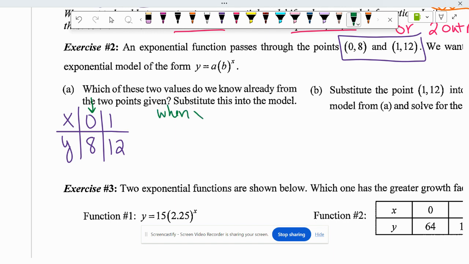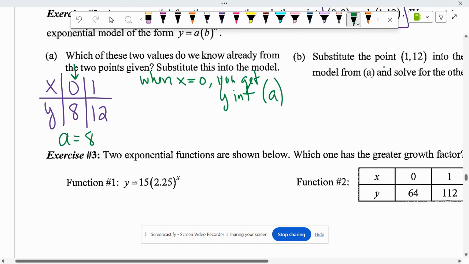Okay, so when x equals 0, you get the what? Don't you get the y-intercept, which is your a value, right? So we know that a equals 8. So that's at least something that we know.